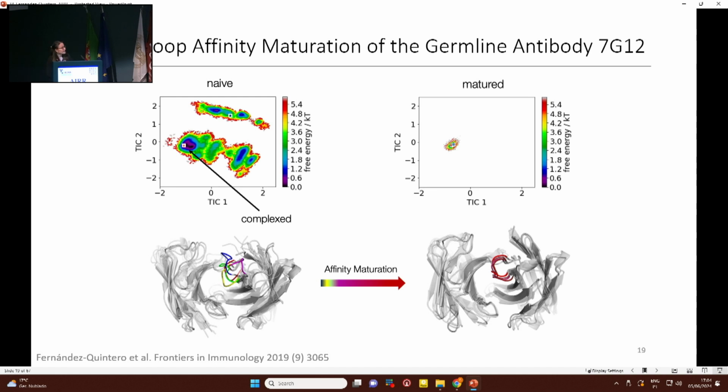And so we investigated various examples. This is one example shown here, where we looked at the maturation of a germline antibody. In this case, we focused on the CDRH3 loop, but we actually see this also for whole FVs and FABs, where you see that upon affinity maturation, you have a substantial rigidification of the antigen binding site, where the population shifts towards the binding competent state. So basically, you go from conformational selection towards lock and key binding.